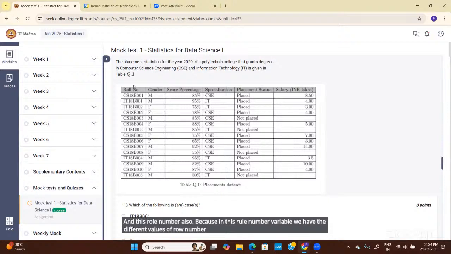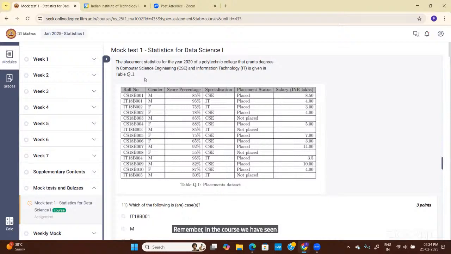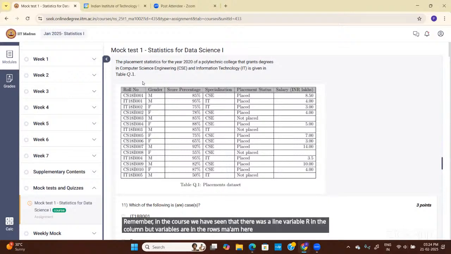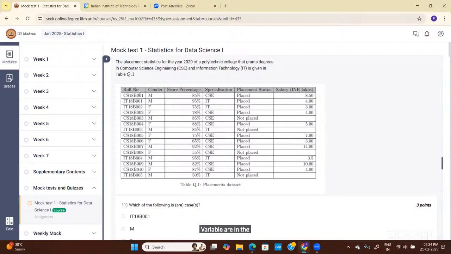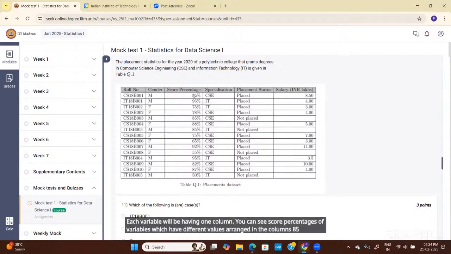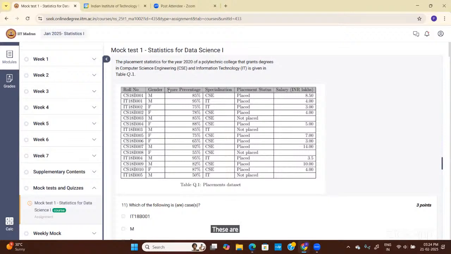Ma'am, in the course we have seen that variables are in the rows, but here variables are in the columns. You can see each variable has its own unique column. Score percentage is a variable which has different values arranged in the column: 85, 95, 75%. These are the different values that score percentage is taking. Roll number is also a variable.